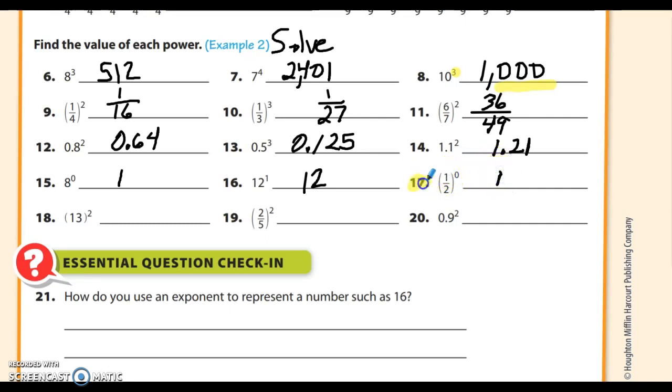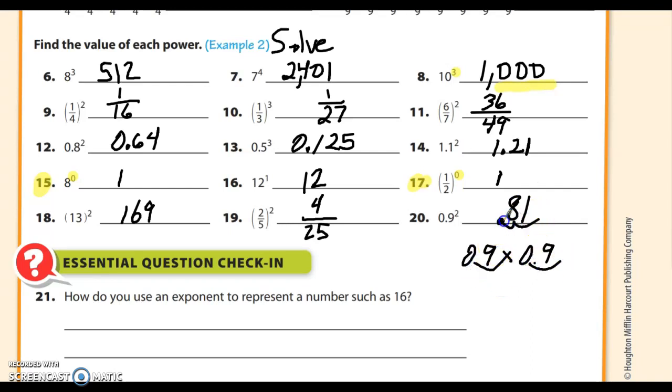These two problems right here are the same thing. If you have something raised to the 0 power, the answer is 1. Easiest thing in the world. Number 18 means 13 times 13, which is 169. Number 19 means 2 times 2, which is 4, over 5 times 5, which is 25. Number 20 means 9/10 times itself. 9 times 9 is 81. Count over 1, 2 spaces. Answer 0 and 81/100ths.